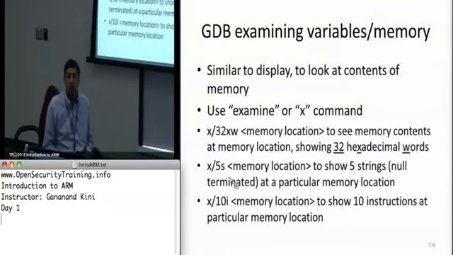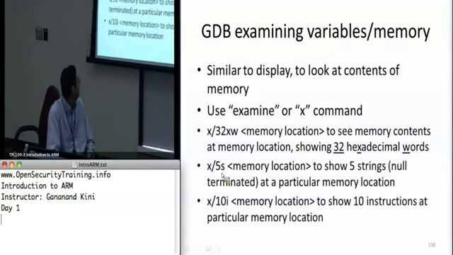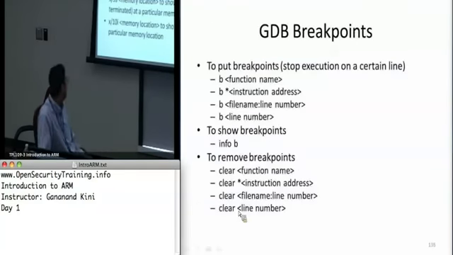Another way to format your examine output: when you say /32XW, that means show me 32 hexadecimal words starting at this memory location. Similarly, you can say /5S, and it would show you 5 strings at that memory location. Or you can say /10I to show 10 instructions. So if you're looking at instruction memory and you want to decode the opcodes at a particular memory location, the /10I is pretty useful.